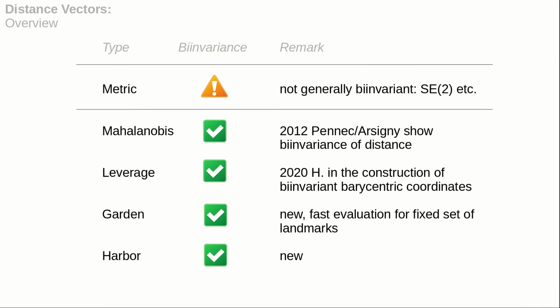Next, we discuss the different types of distance vectors: metric, Mahalanobis, leverage, garden, and harbor. Pennec and Ayache have already pointed out in 2012 that the Mahalanobis distance is bi-invariant. We have used leverages in the construction of bi-invariant generalized barycentric coordinates in an article earlier this year. The garden and harbor distance vectors are introduced in our most recent publication.